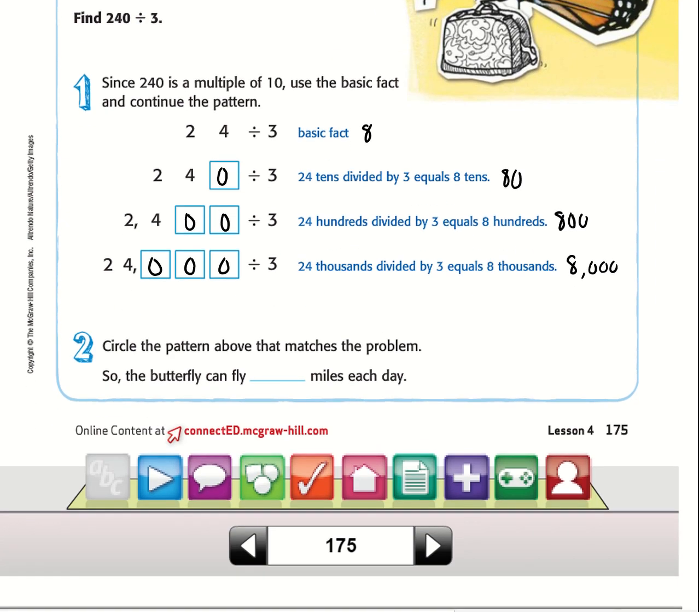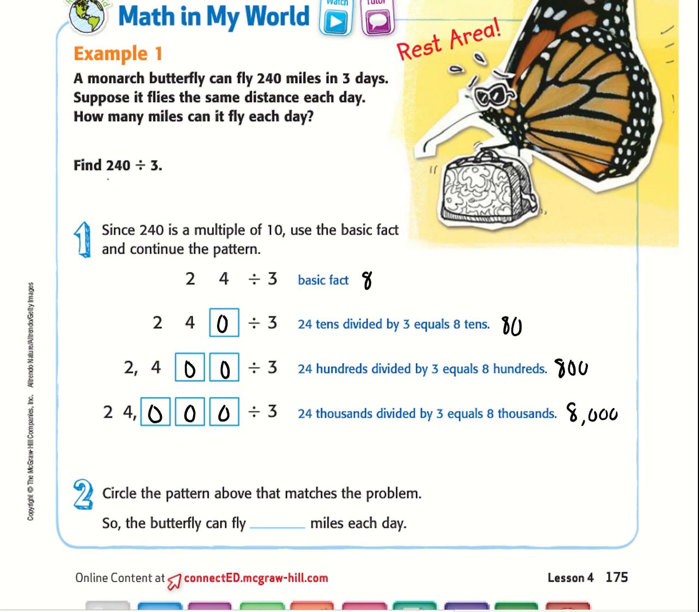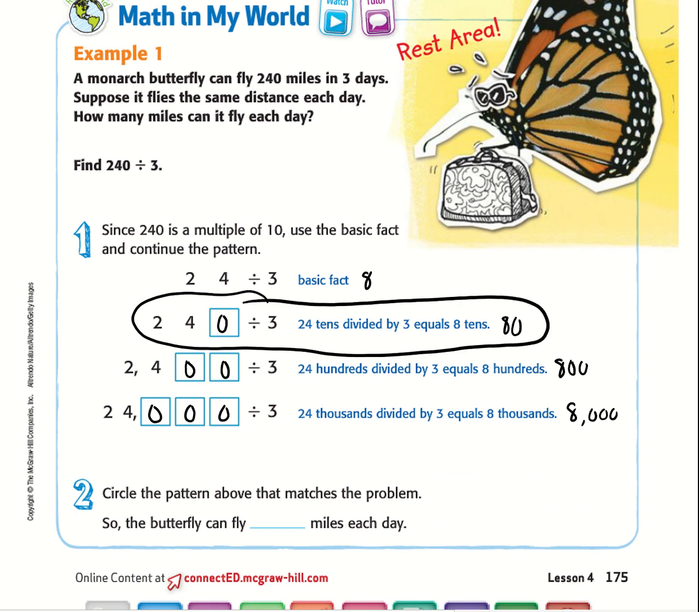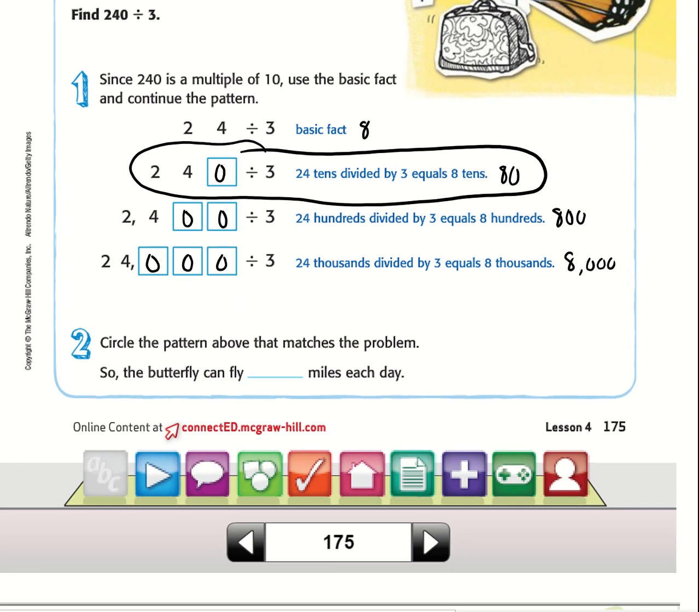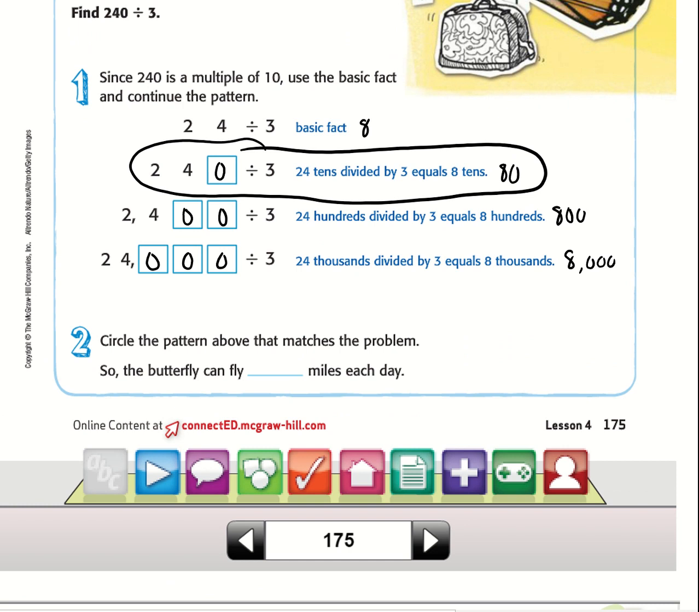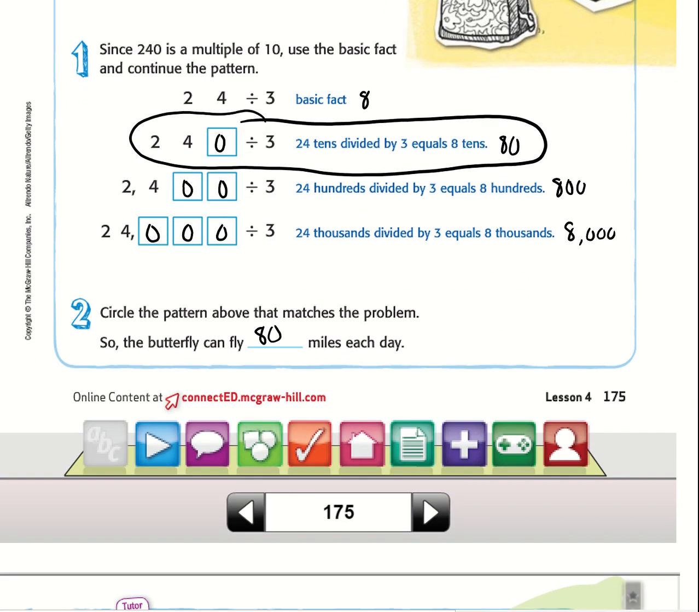This is only for the multiples of 10 and the basic facts. There are going to be additional steps as we move on, so that's not going to be a rule for every division problem. Number 2, circle the pattern above that matches the problem. Our problem was find 240 divided by 3, so I'm going to circle that one. So the butterfly can fly 80 miles a day. If that is true, that is pretty impressive for a butterfly.